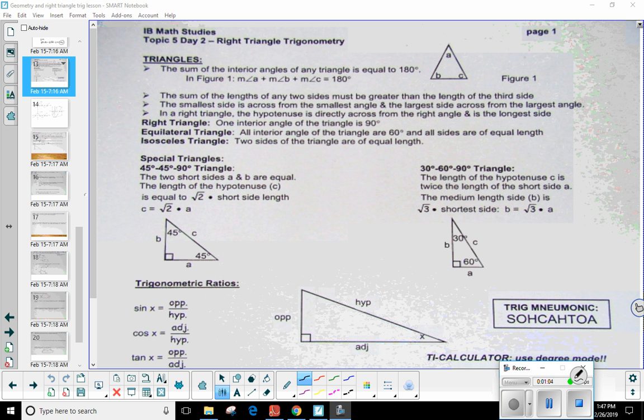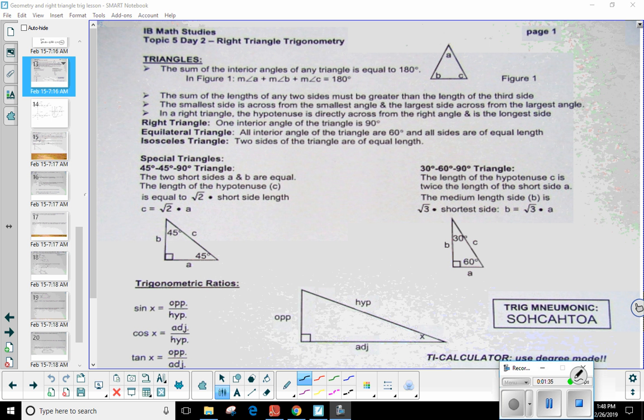But just a couple of key items up here at the top. The sum of the interior angles of any triangle is always 180 degrees. Okay, the sum of the lengths of any two sides must be greater than the length of the third side. The smallest side is across from the smallest angle, and the largest side across from the largest angle. Okay, we remember that. In a right triangle, the hypotenuse is directly across from the right angle and is the longest side. Okay, the two sides that form the right angle, we call those legs.